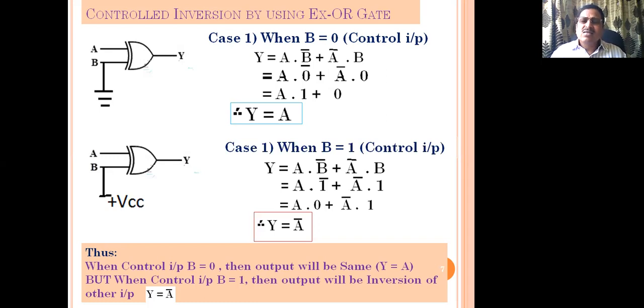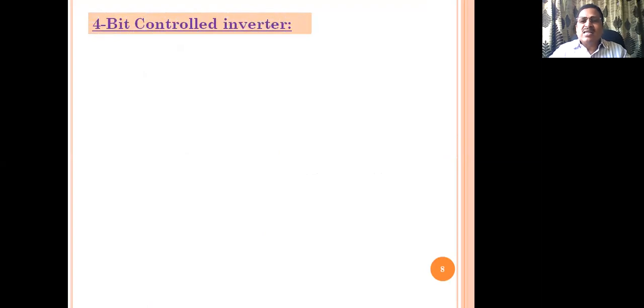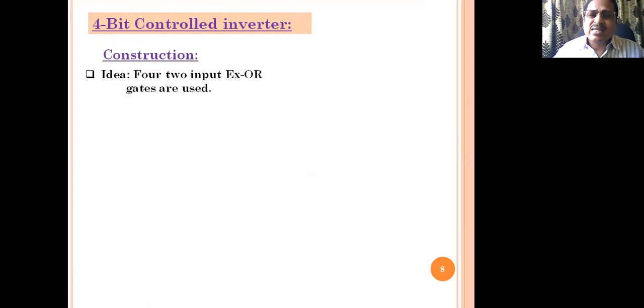We can extend this to a practical application as a circuit of a 4-bit controlled inverter, where we want to make 4-bit data the same at the output, or with its 1's complement, meaning inversion of all bits, 0 into 1 and 1 into 0. We can obtain that by a simple construction using 4 2-input XOR gates. We can use 4 XOR gates, each having 2 inputs, as shown in this figure.